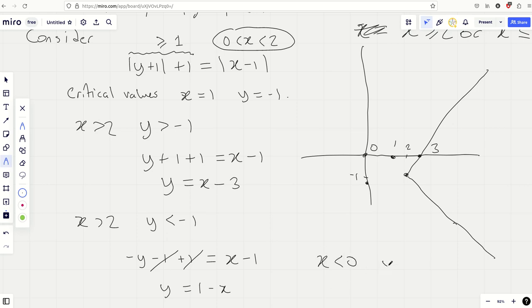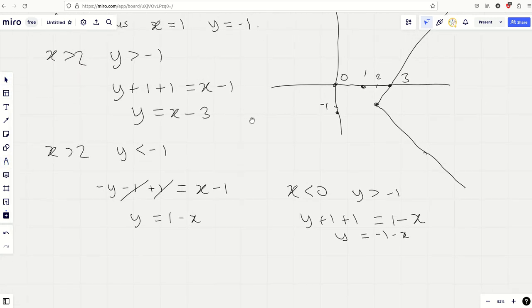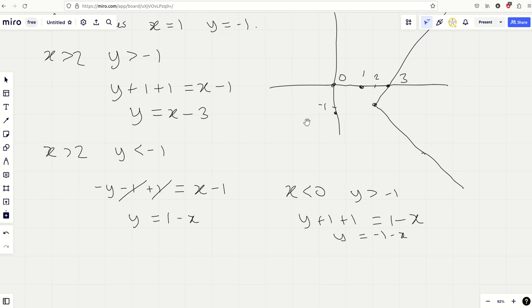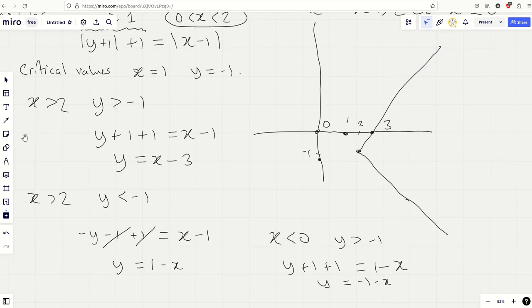So x is less than 0, y is bigger than minus 1. We're going to have y plus 1 equals, now the right hand side is going to be negative, so this is going to be 1 minus x, and so this is going to be y equals, I believe, minus 1 minus x. And what does minus 1 minus x look like? Well, we've got x is less than 0, y is bigger than minus 1, minus x looks like this. I think we had it come up earlier. It's just a straight line like that.